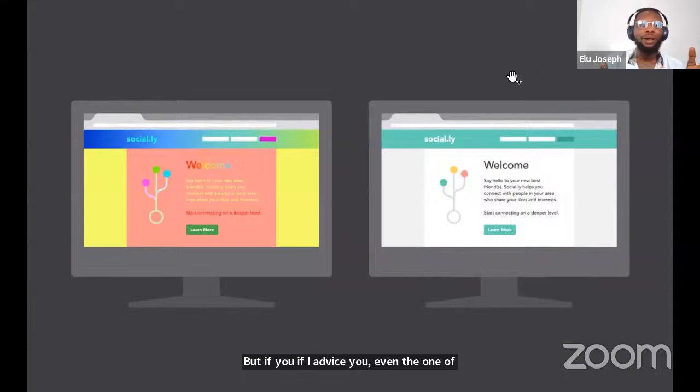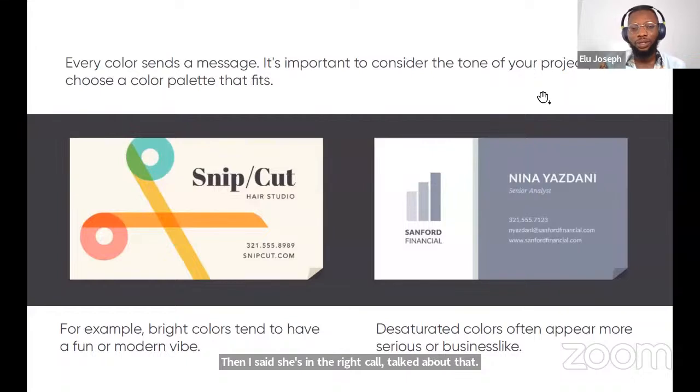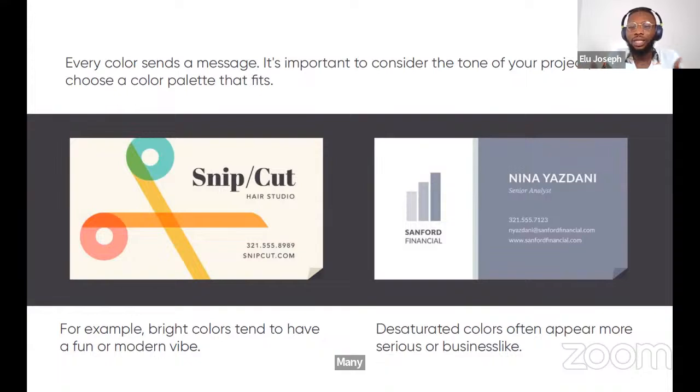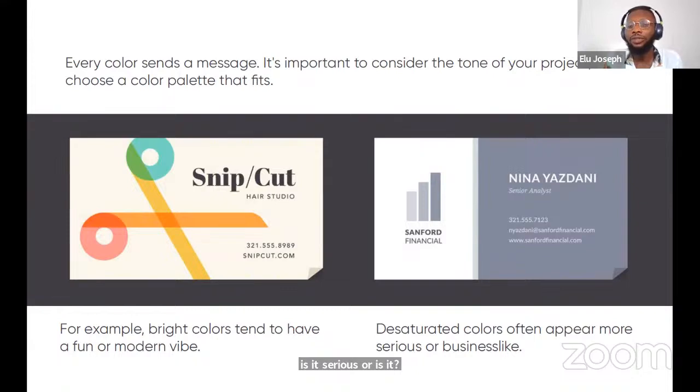Okay. Then I said choosing the right colors. Talked about that. And remember, just like typography, so you see that typography and color have many things that vary that are in sync. Because for color, to select the color, you need to decide the kind of project and the tone, which tells whether it is serious or casual. Same thing in typography.